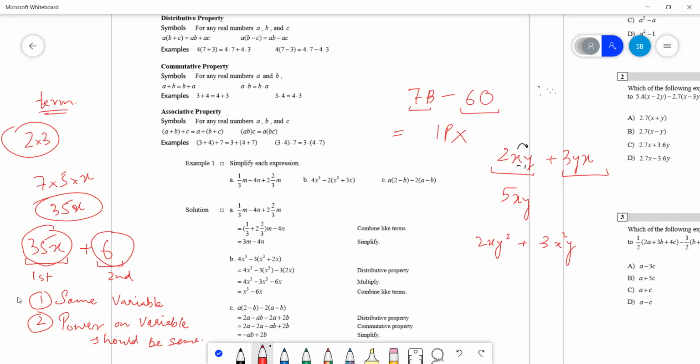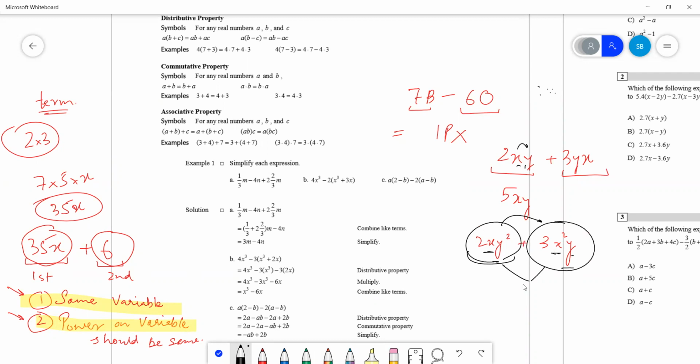Check for two things, which I have told. So that's not the same, because the variables should be the same. Okay, the variables are the same, x and y, but the power on the variable is different. In the first term, we're having y squared; in the second term, we're having only y. In the first term, we're having x, and in the second term, we're having x squared. Powers are different, so these two terms are different.